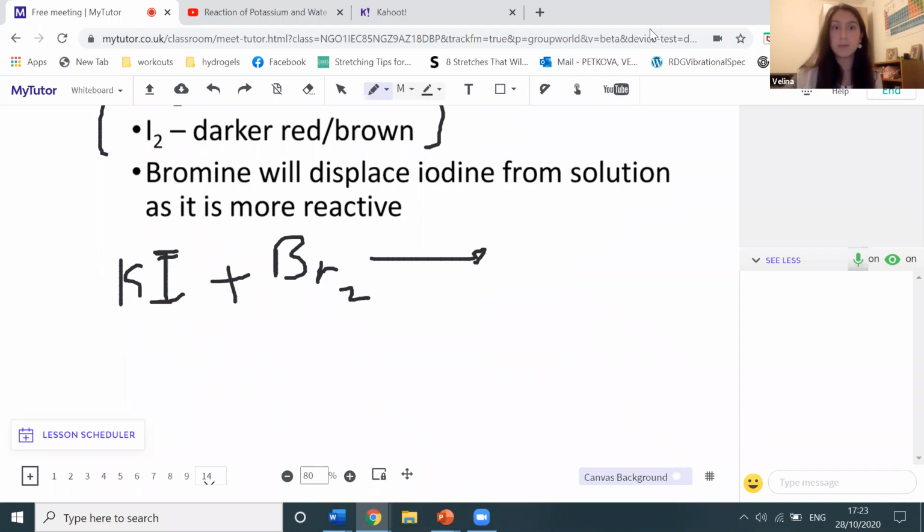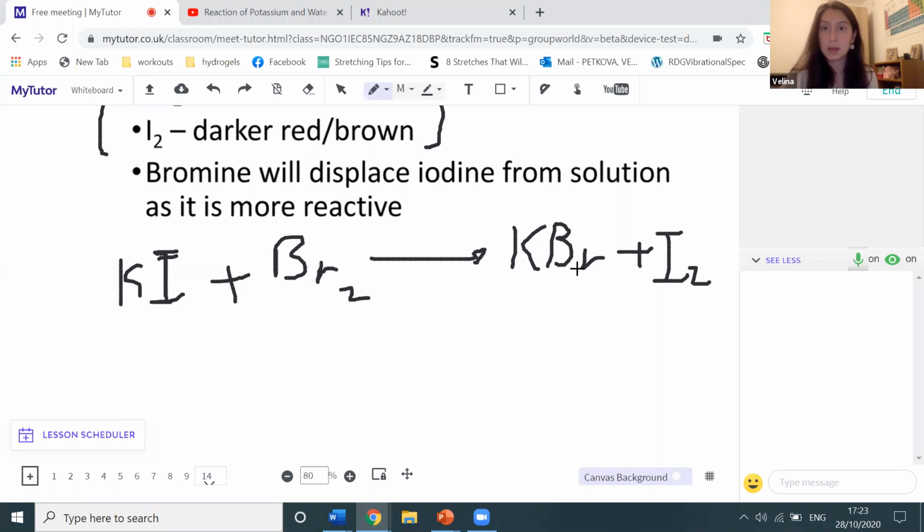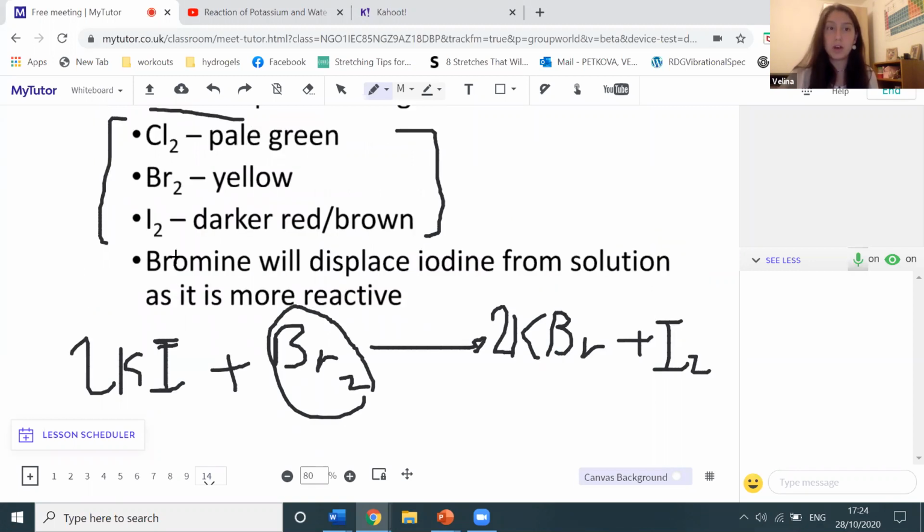Yeah, brilliant, because bromine is higher up than iodine, so it's more reactive. So then we're going to get potassium bromide and iodine on its own. Once again, we're going to balance it. Okay, so now we would have started with what color solution? We would have started with the solution of Br2. So we would have started with a yellow solution.